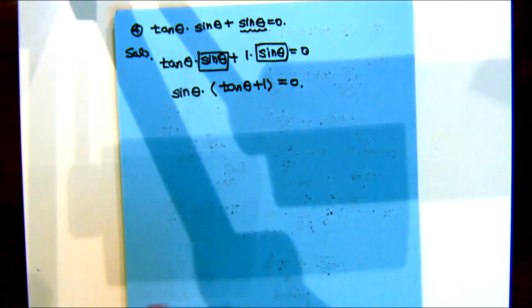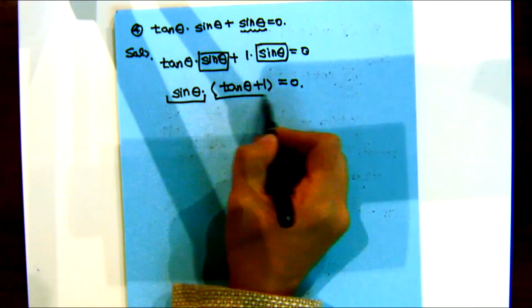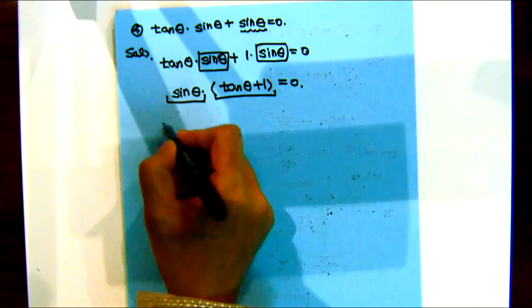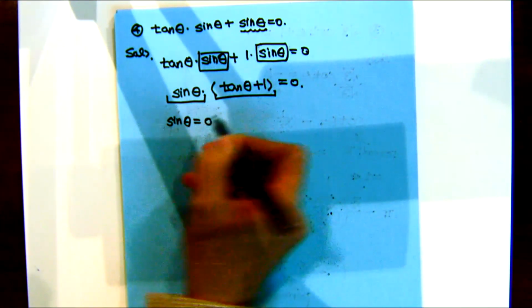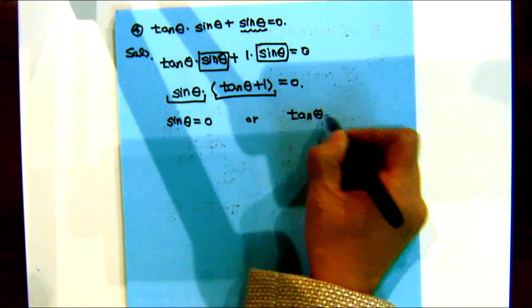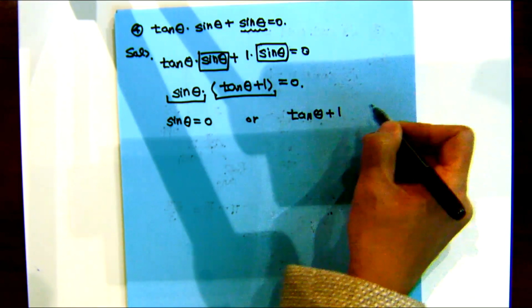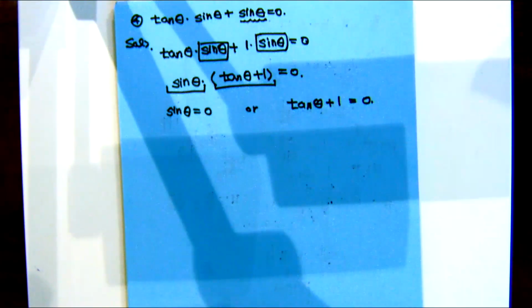From here, we have 2 cases because 2 things are multiplied and become 0. So we can say that sine of theta equals 0, or tangent of theta plus 1 equals 0, right? So one equation will be split into 2 linear equations.